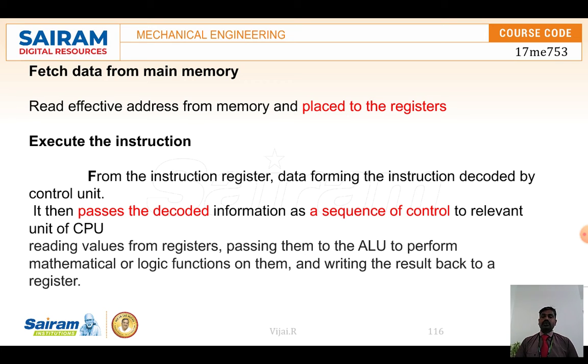So execution means, from the instruction register, where we put the instruction in the CIR, the data forming the instruction is decoded by the control unit, and then it passes the decoded information to the relevant CPU registers, and passes it to the ALU to perform the operation.